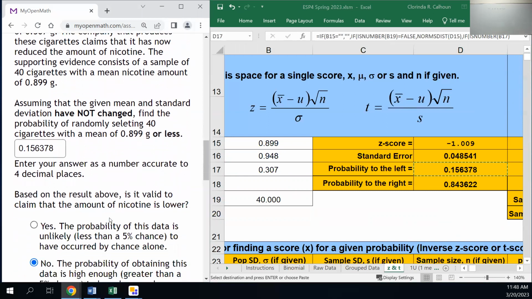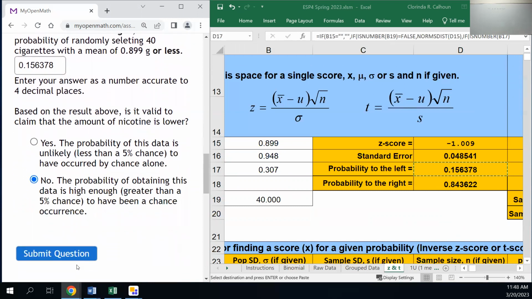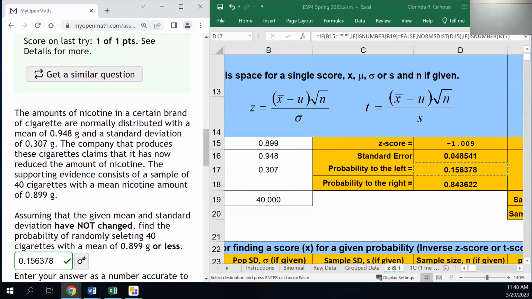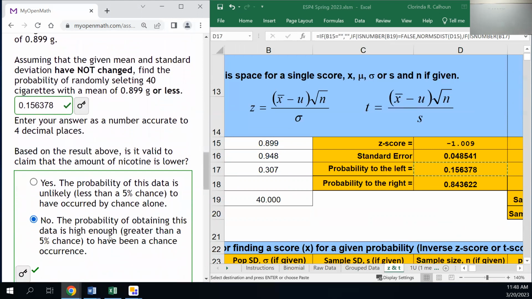Remember these yes, no questions. If it's 5% or less, if it's less than 5%, say yes. If it's more than 5%, say no. Five percent would be 0.05 in decimal form. You get the idea of the change here.